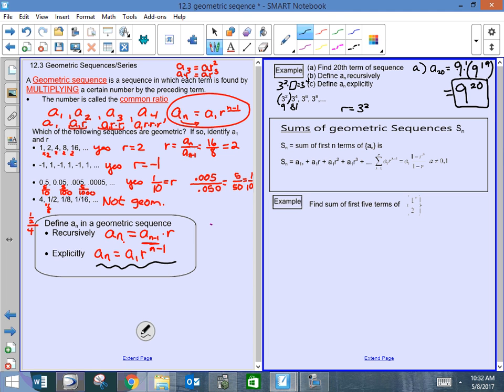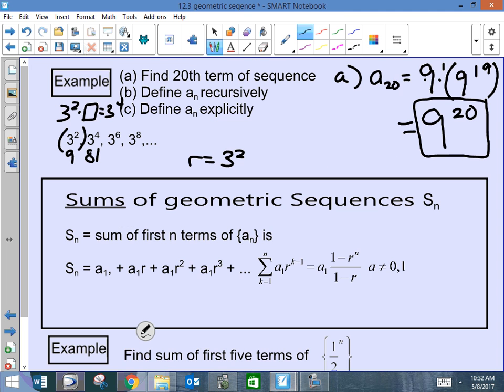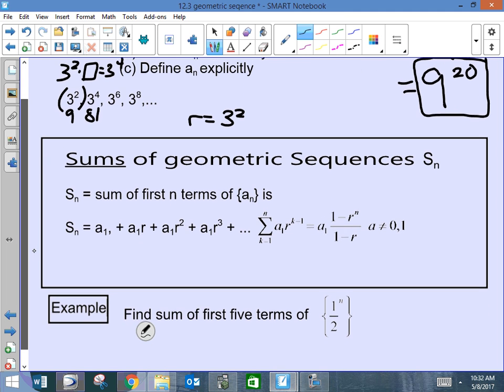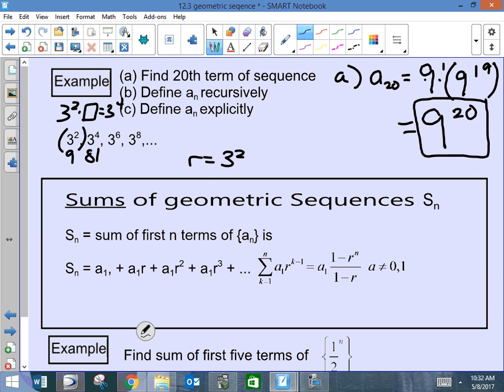All right, let's go back to the screen here. Okay, here's the sum of it. So you're going to do the same things with geometric sequences as you do with arithmetic sequences. Oh, shoot, we didn't finish. Okay. Define A recursively. All right. Recursively, what does that look like, Lindsay?